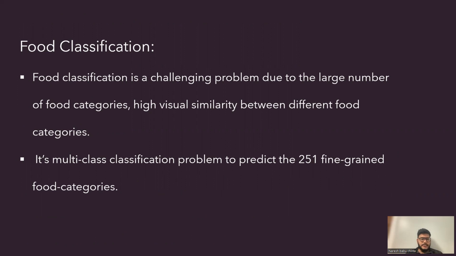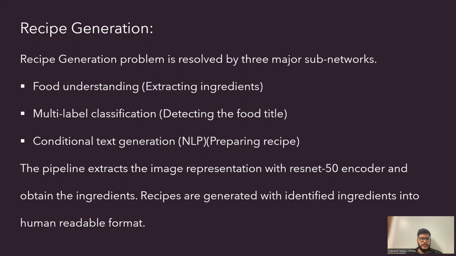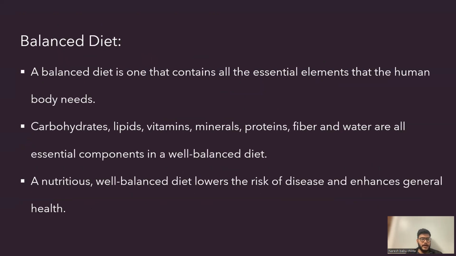And the second one is recipe generation. The recipe generation problem is resolved by three major subnetworks. The first one is food understanding, the second one is multi-label classification, and the third one is conditional text generation. So the pipeline extracts the image representation with ResNet 50 encoder and obtains the ingredients. Recipes are generated with identified ingredients into a human readable format.